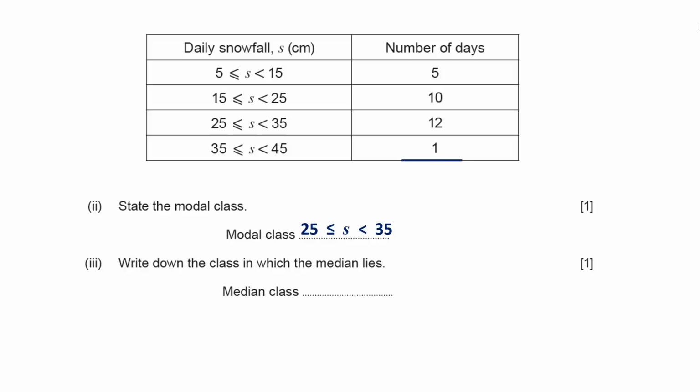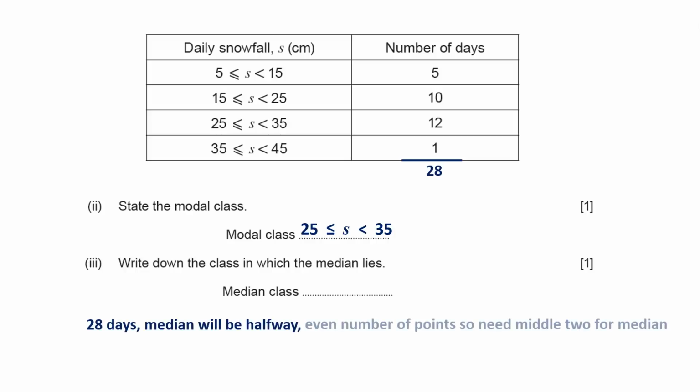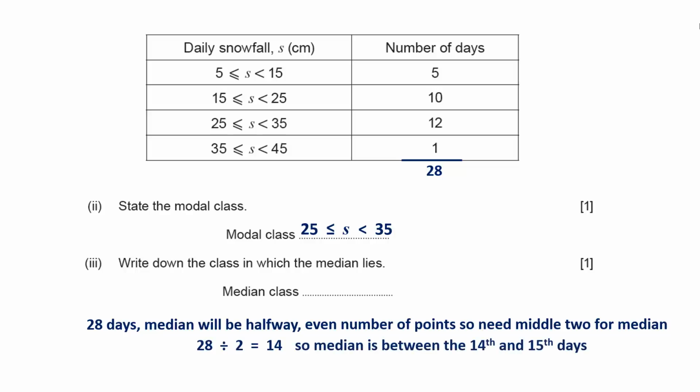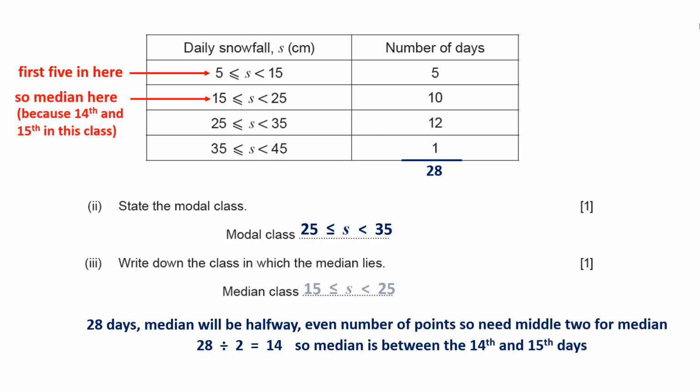Write down the class in which the median lies. Now remember, the median is, once we've got everything in order, the middle number. We've got 28 days, so it's an even number of points, so we need the middle 2, don't we? So 28 divided by 2 is 14, so the median would be in between the 14th and 15th days. How does that help us then? Well, if you look there, there's the first 5 days in there. Now the next one, we've got 10 days, so that means that's day 6 to day 15. Now we want between the 14th and 15th, so the 14th and 15th will be in that group there. 15 less than or equal to S, less than 25.